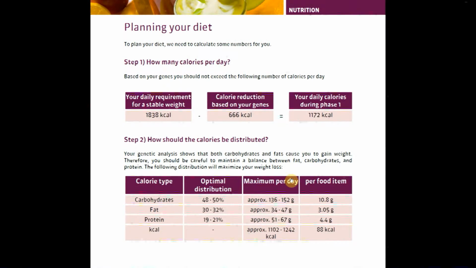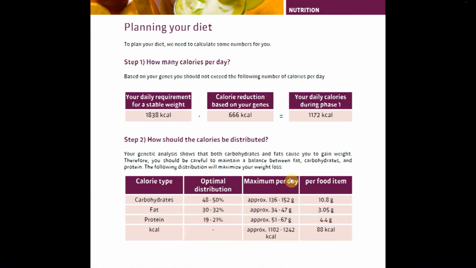So what we do is we first calculated or found out how many calories you need to maintain your body weight. That's 1,800 in this case, different number for you. Then we reduce the amount that we've decided based on genetics, 666 here, and here we are left with 1,100 kilocalories. So if this person only eats 1,172, they're going to lose weight with the intensity that we decided is most effective from the genes. Now we know how many calories this person is allowed to eat.